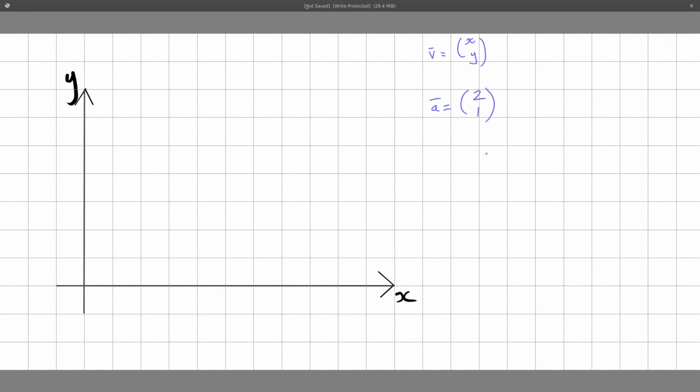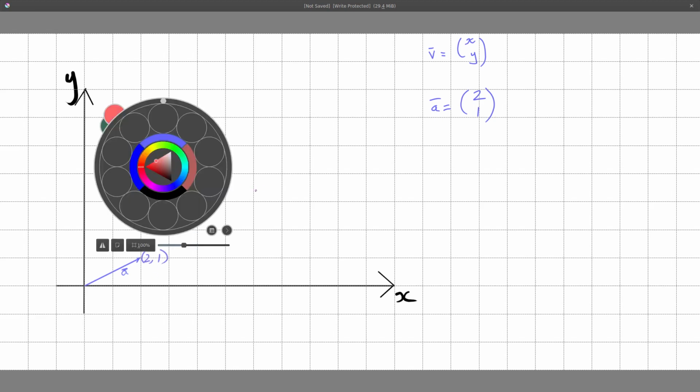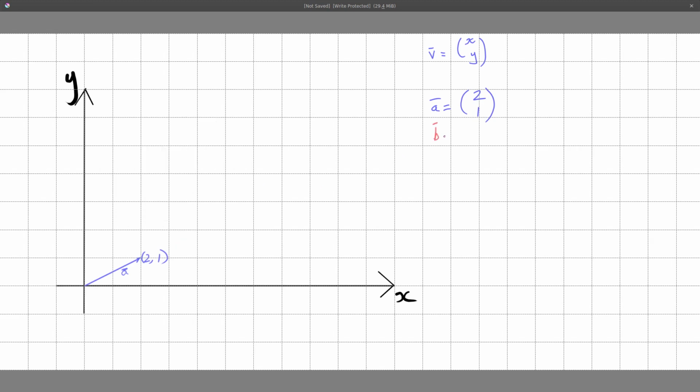We can graphically show a vector as a line. In this case, x is 2, so we start at the origin and we move 2 to the right. And y is 1, so we move 1 up. We can show a vector as a line like this. And this coordinate point is 2, 1. Let's do another example. Let's say the vector b is equal to 5 and 3. So we count 5 to the right and 3 up.